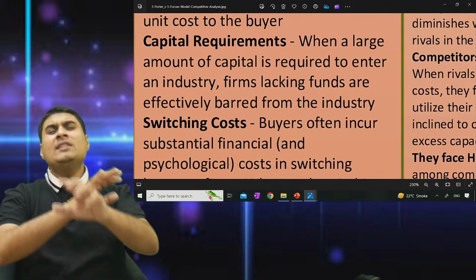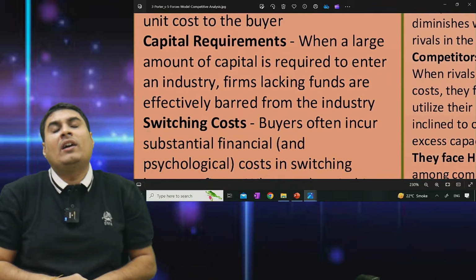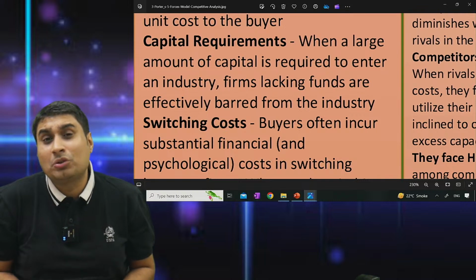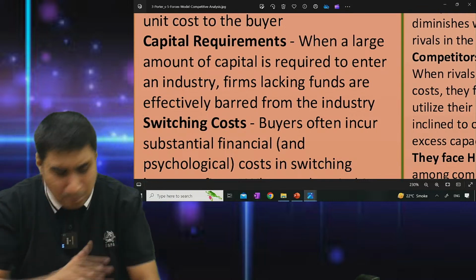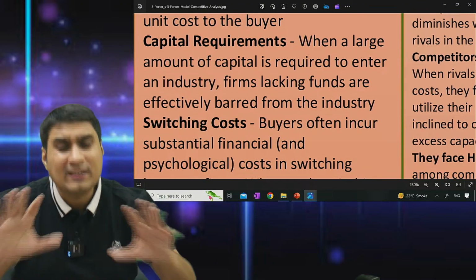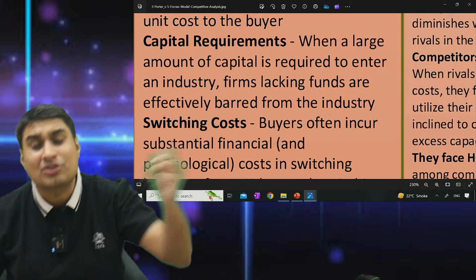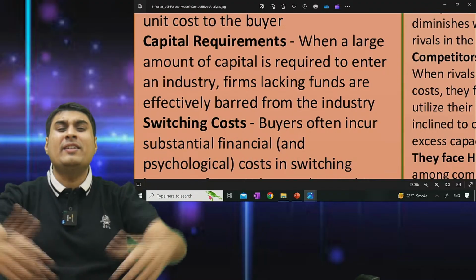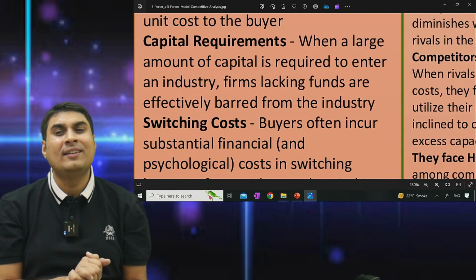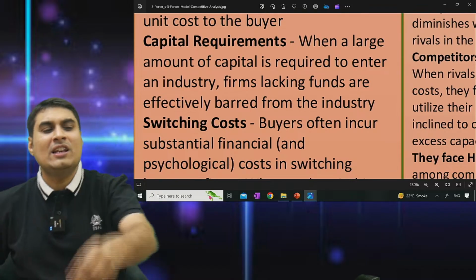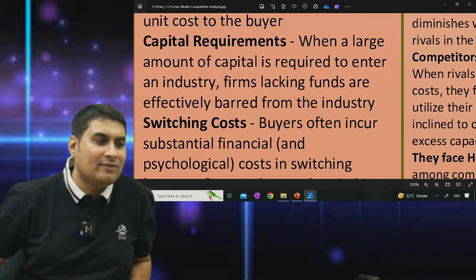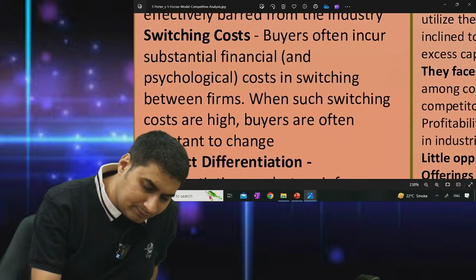Capital requirement. In some industries, huge money is required, so it's very difficult to enter them. I will tell you three: telecom, railway, airlines. Impossible. You can never form a telecom company. People who are there are also struggling. Railways, the amount of investment, no one has been able to come. And one more I told, airlines. Look at the money. Existing people are going out. How will you survive? Understood, fully understood.